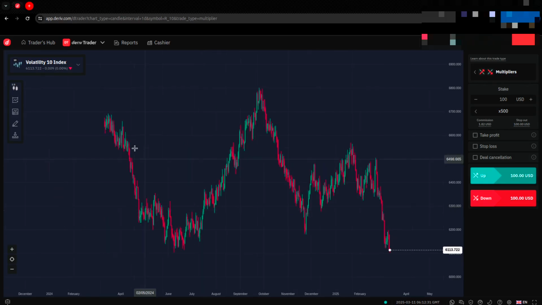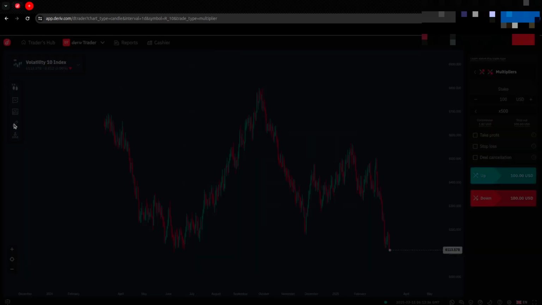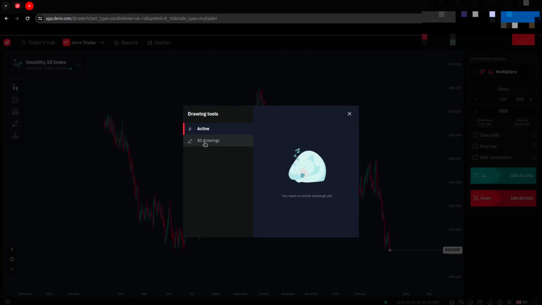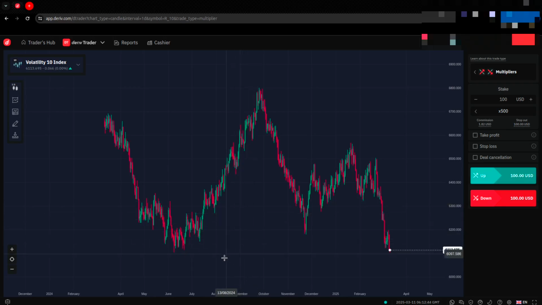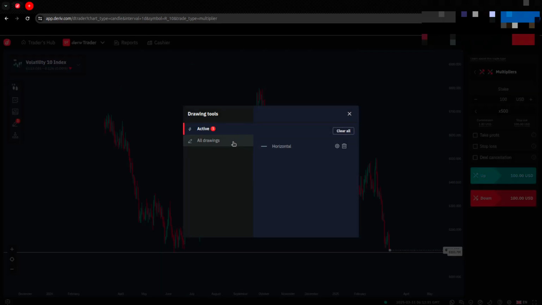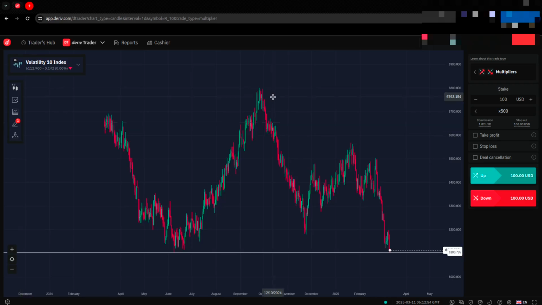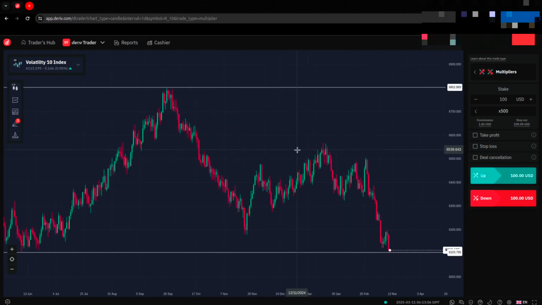In the sidebar, click on Drawing Tools, All Drawings, then select Horizontal Line. Place one horizontal line at the support level and another at the resistance level. The main reason for doing this is to ensure that we watch for possible reversals or breakouts when prices reach these points. After that, confirm the dominant trend.